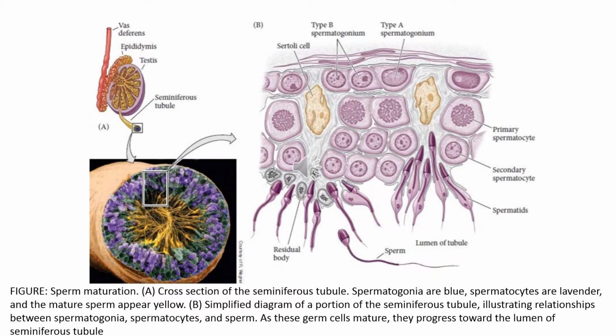That means spermatogonia are present near the wall of the seminiferous tubule, then primary spermatocytes are toward the lumen, then you have secondary spermatocytes, and then finally spermatids, which are going to form the sperms, and which are then going to be present inside the lumen.